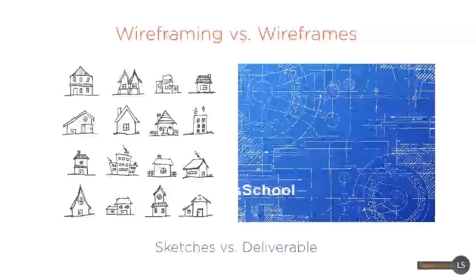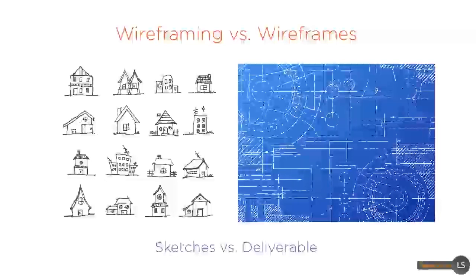I want to talk a bit about wireframing versus wireframes. Wireframes are usually a deliverable that you would hand over to engineering teams to have them build your system, build your app or website. Just as blueprints are handed over to a team of builders so that the physical structure can be built, your wireframe is a deliverable or document that is handed over to teams.